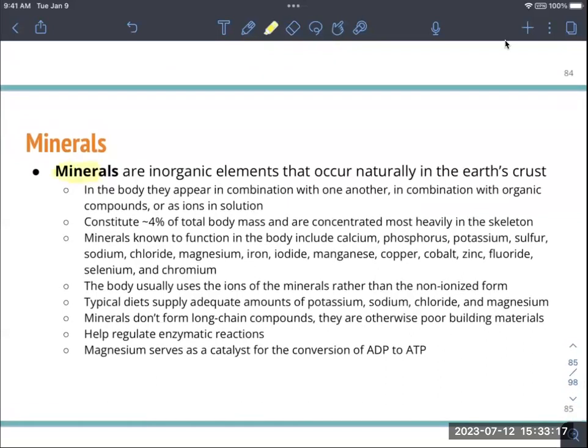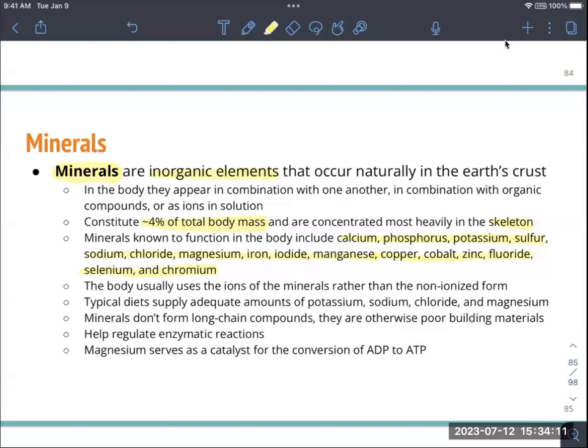So minerals. These are inorganic elements that naturally occur in the Earth's crust. In our bodies, these different minerals seem to appear in combinations with other minerals, and they make up about 4% of your total body mass. We see them in the skeleton in the form of calcium and phosphate, potassium, sulfur, sodium, chloride, magnesium, iron, iodide, manganese, copper, cobalt, zinc, fluoride, selenium, and chromium. These are the minerals that help your body function in day-to-day life.